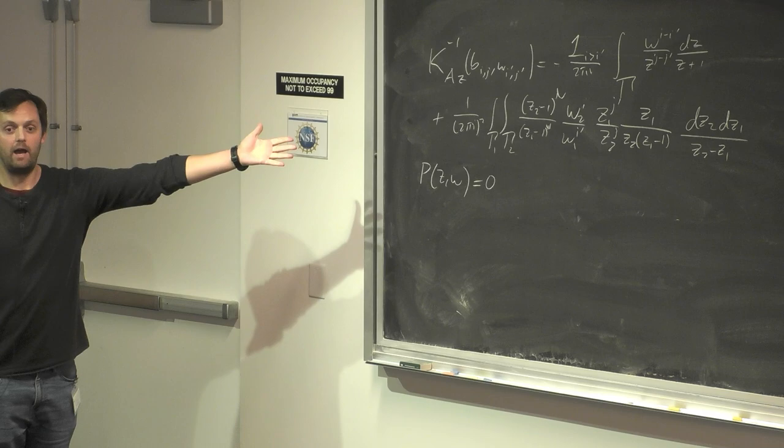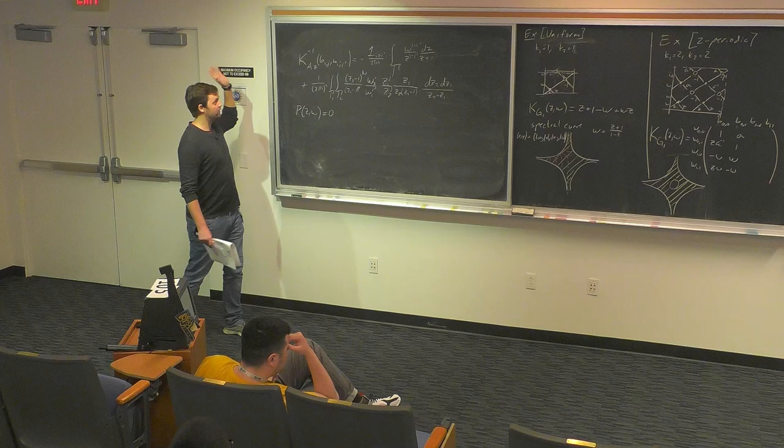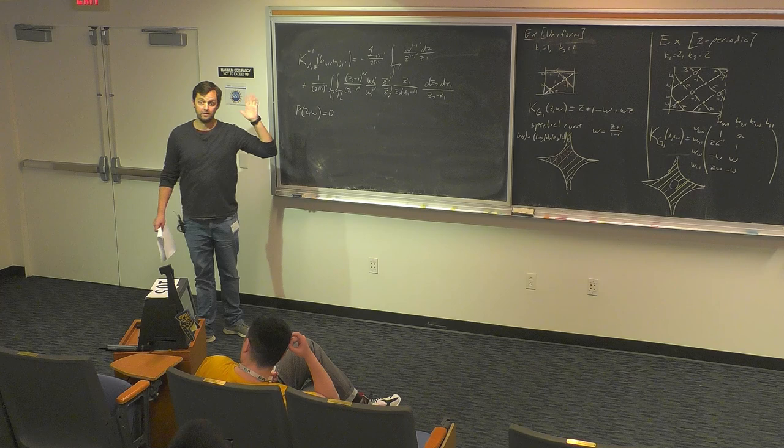When you have the formula, you can check it directly, right? Because it's the inverse of a matrix. So now you just hit your Kasteleyn matrix from the left and see that you actually get the identity back. That's a way to check it.